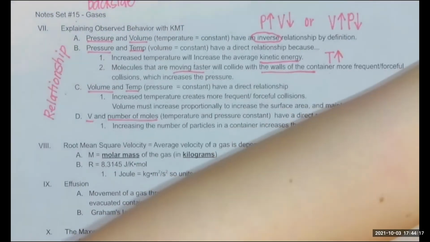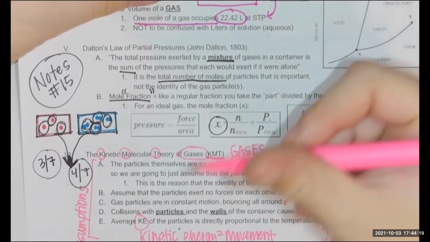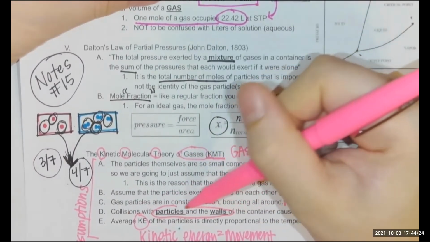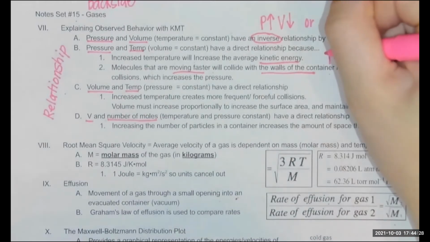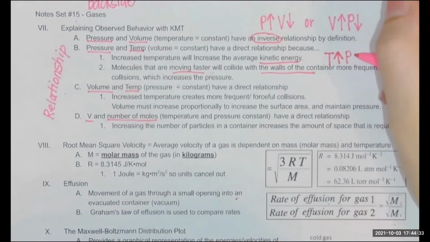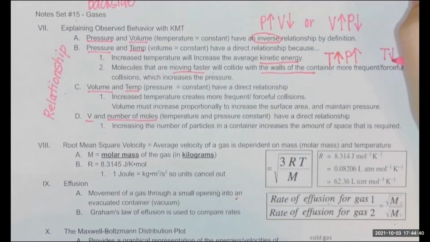Back here on our assumptions page, collisions with particles and walls of the container cause pressure. So when the movement is higher because the temperature is higher, the pressure will also be higher. That is a direct relationship. As the temperature cools down, we will not have as much pressure because there won't be as many collisions with the walls of the container.